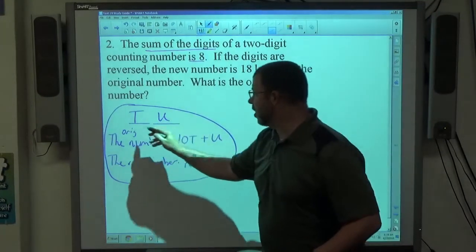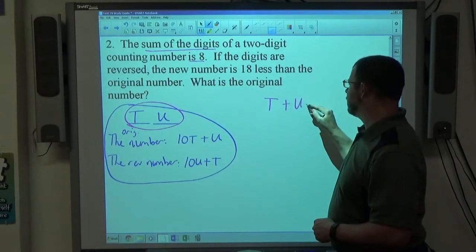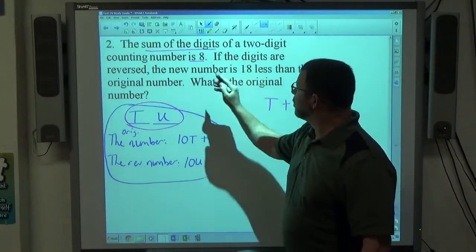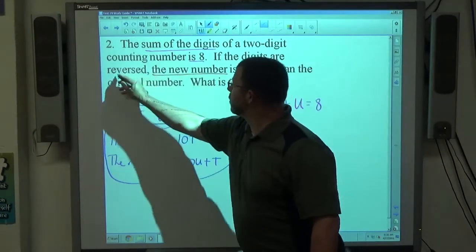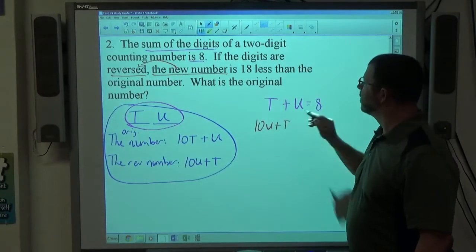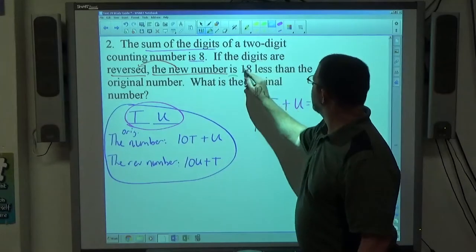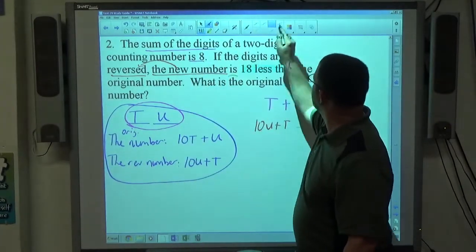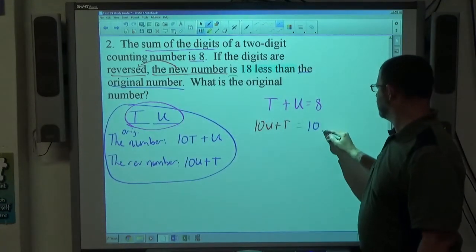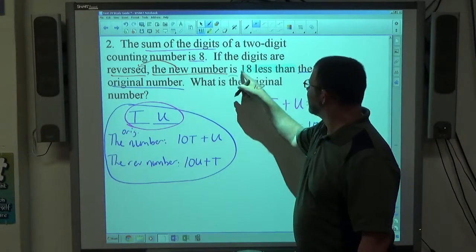Sum of the digits, talking about the digits themselves, we're talking about t and u. Add the tens digit, add the units digit, we get 8. Fact number 2, if the digits are reversed, the new number, the reversed number, so that's 10u plus t, equals 18 less than, we always ignore less than, greater than until the end, the original number. The original number is 10t plus u, and it tells us that the new number is 18 less than.